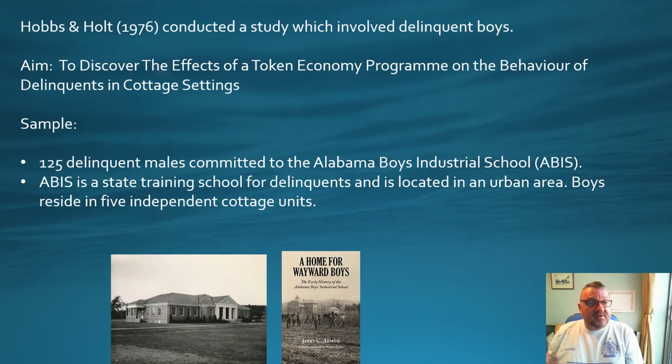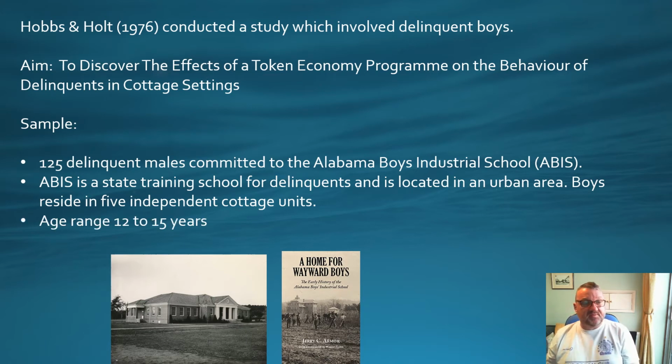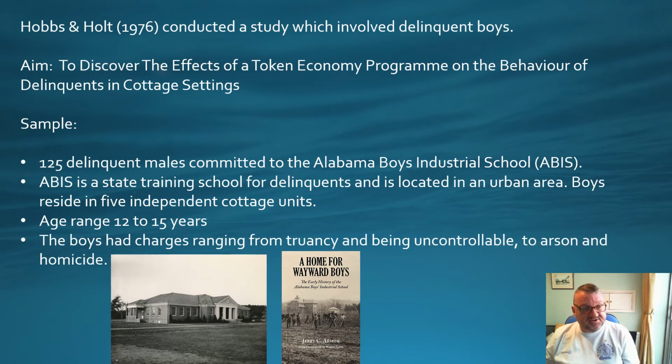The Alabama State Training School for Delinquents, located in an urban area, did the study on 5 cottage units. The age of the boys ranged from 12 to 15 years, and they had been charged with numerous offences ranging from quite minor ones such as truancy to arson and homicide. So you had the whole range of offences there.